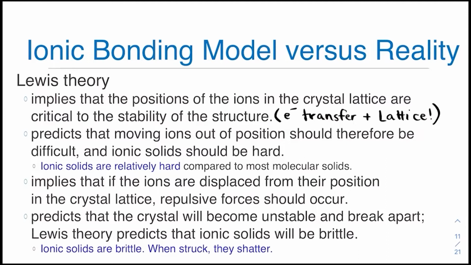Lewis theory also implies that if the ions are displaced from their position in the crystal lattice, repulsive forces should occur. So we'll start to see why that lattice is so important to us. And it predicts that the crystal will be unstable and break apart if the lattice structure does move or get displaced. And so ionic solids could be brittle. They're hard, but when they are struck with a big force, they tend to just all shatter apart.